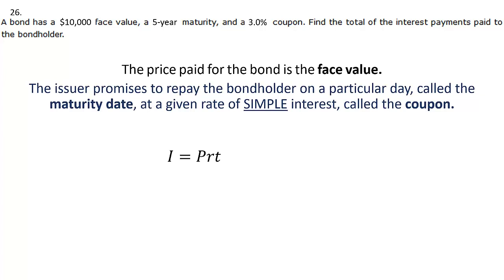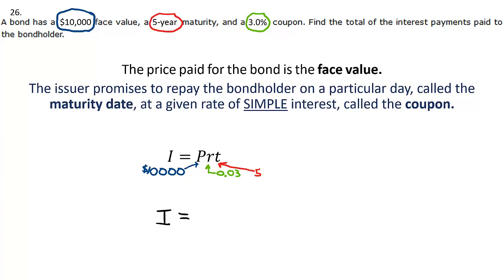So we use the simple interest formula, I equals PRT. The principal is the face value, it's $10,000. The interest rate is 3%, which is 0.03. It's a 5-year maturity, so the time is 5 years. And if you plug in and calculate 10,000 times 0.03 times 5, you'll find out that the amount of interest is $1,500.